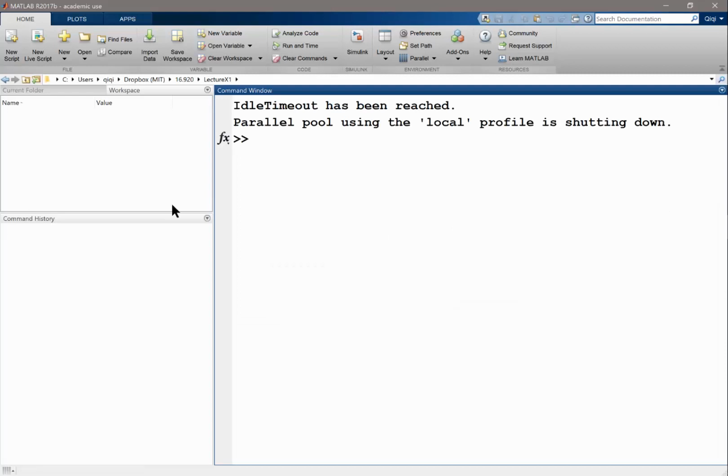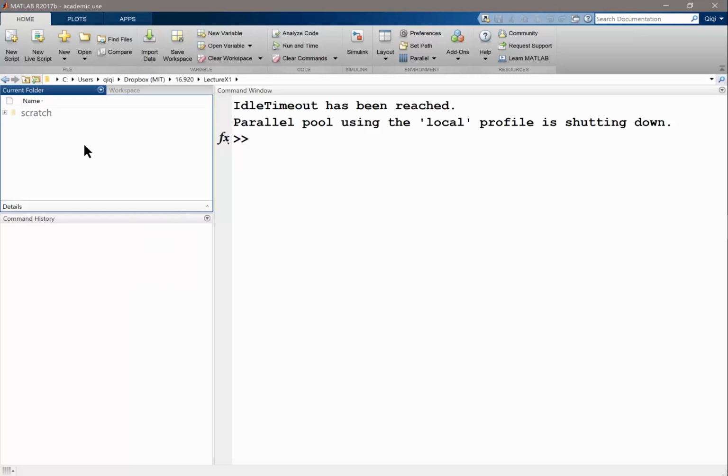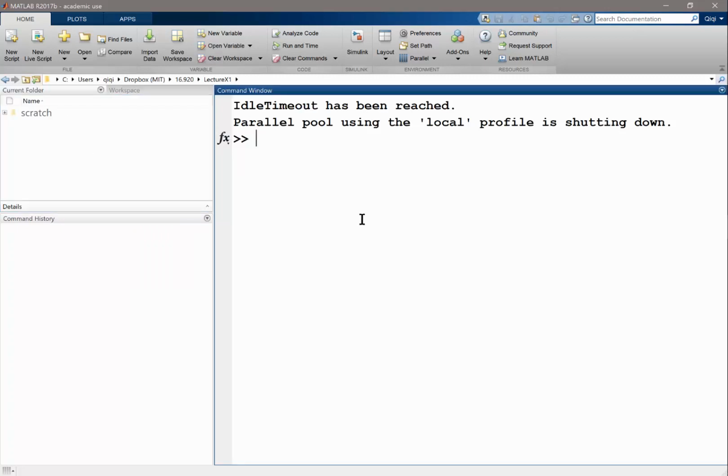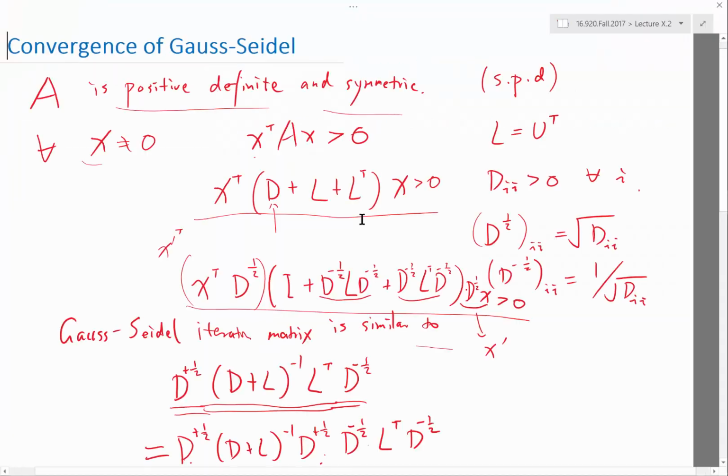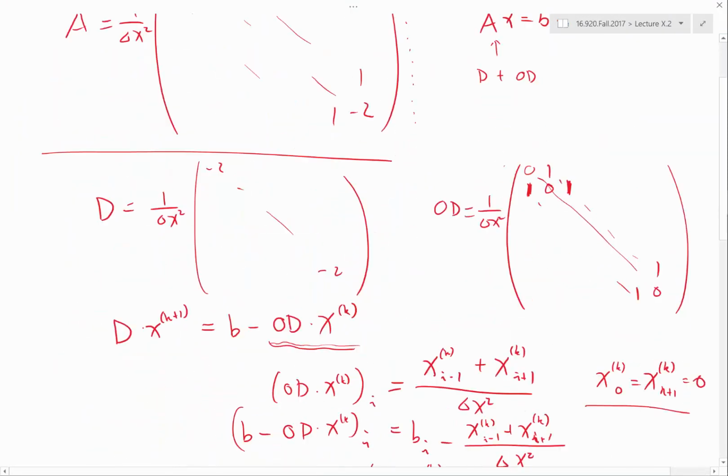To do that, let's solve a Poisson's equation again. How many grid points would you like to start with? 100. I want to do this without ever constructing a matrix. So let's go back to our Jacobi and Gauss-Seidel implementation.